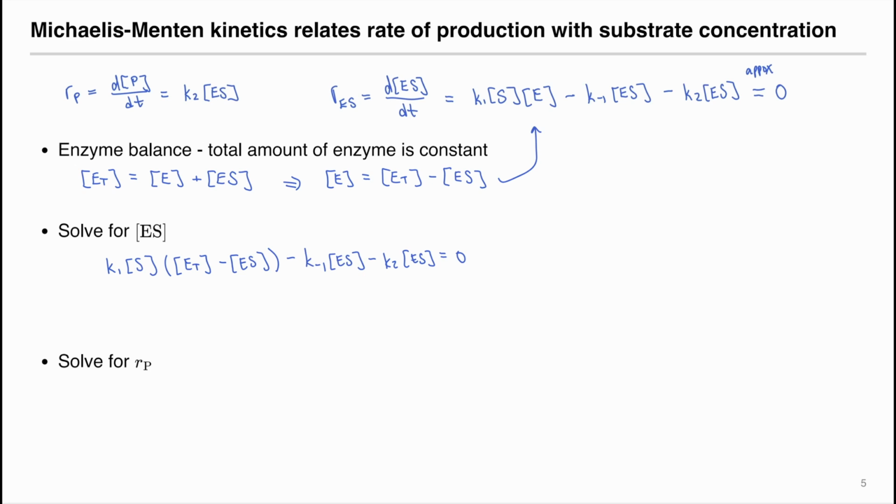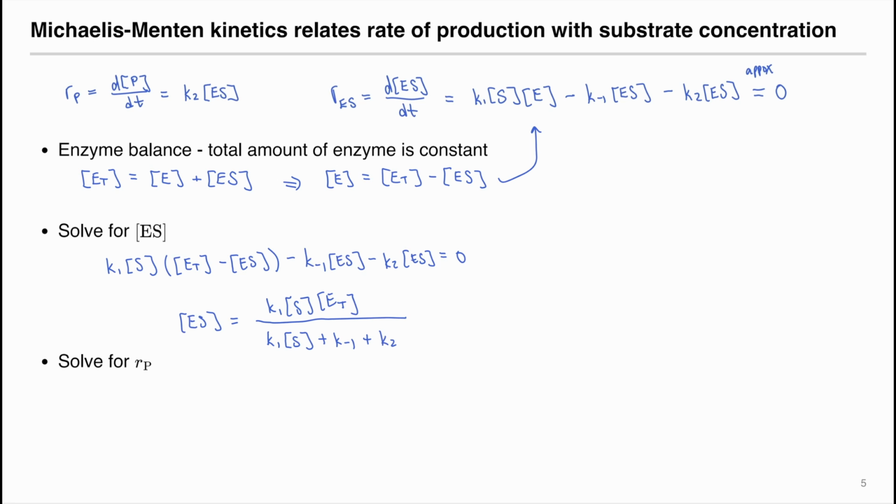Now we can solve for E of S. E of S is equal to, let's break things down. So we have K1 S E of T at the top. And at the bottom, we have everything moved to the right, so they get a positive sign. They have K1 S plus K negative 1 plus K2. Now we have solved for E of S.